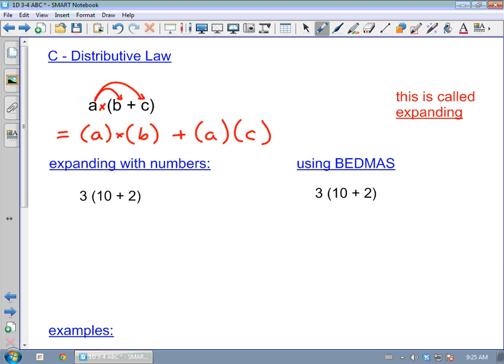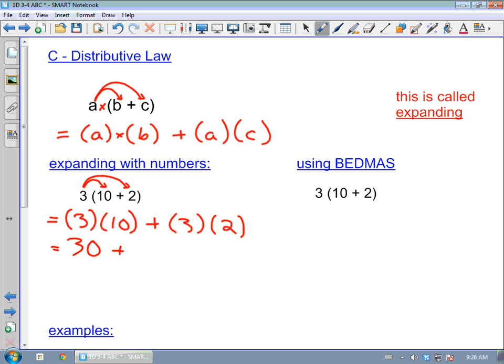Now, just to prove to you that this works, let's see how it works with numbers first. If I see 3 times 10 plus 2, I can take the 3, multiply it by the 10 to get 3 times 10, and then I add to it the 3 times 2. And then I can work out what this is. 3 times 10 is 30, plus 3 times 2 is 6, and our final answer would be 36.